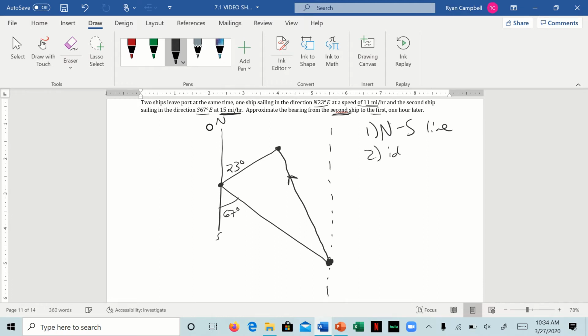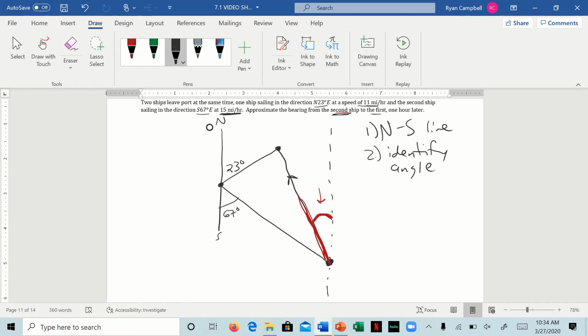Next, we need to identify our angle, right? What's the angle that's creating this direction? So remember, the angle is your direction to the north-south line, the direction you're going to the north-south line. So this is the angle that we need to get. And if you notice, this angle is not in our triangle, which is going to be different. So we'll try to figure out what that is in a second.